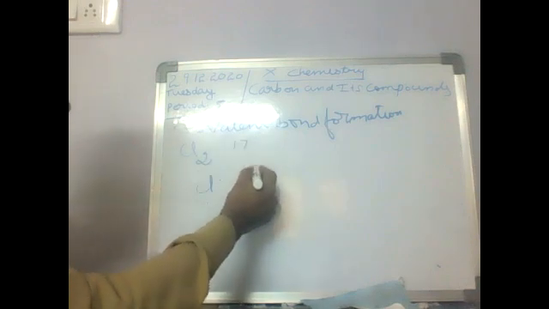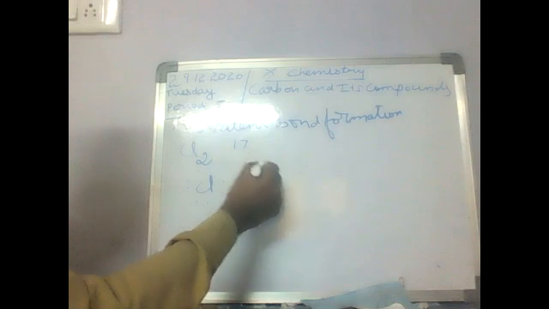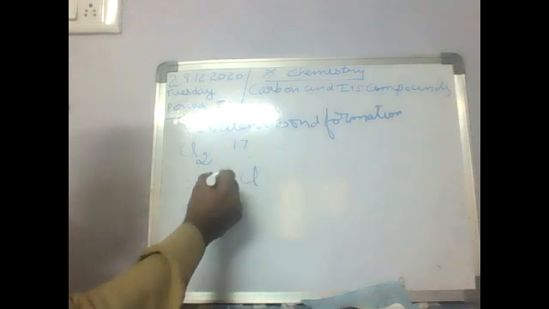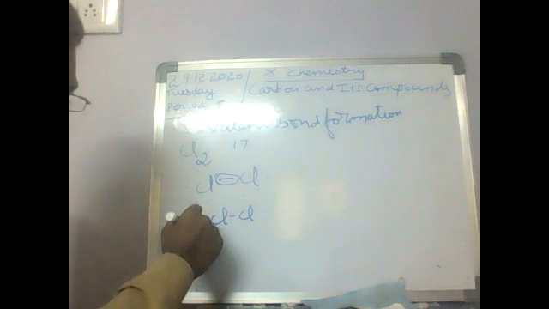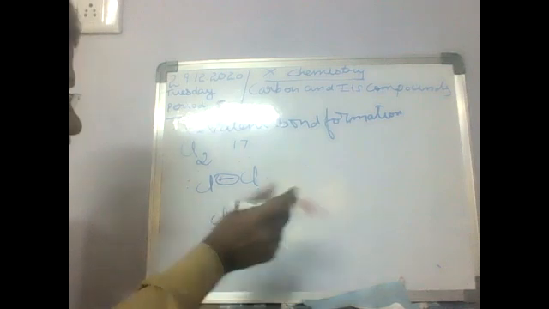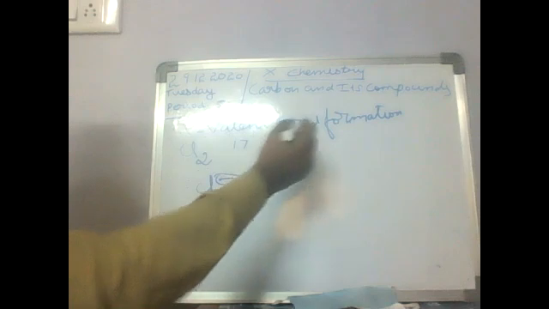Another chlorine atom will be there, and according to its electronic configuration, the outermost orbit contains 7 electrons: 1, 2, 3, 4, 5, 6, 7. So these two will join and share the electrons like this. So Cl-Cl is an example for single bond formation. This is single covalent bond formation.